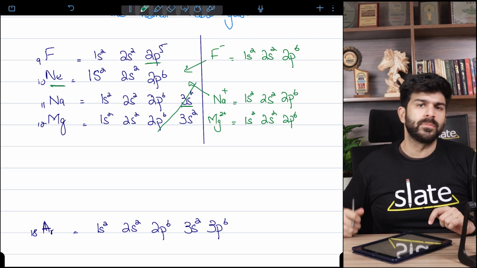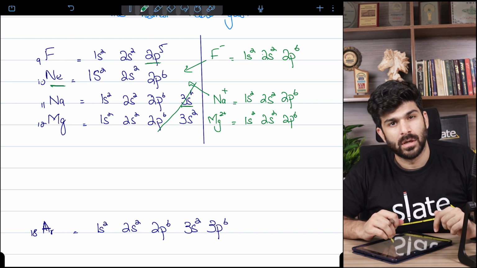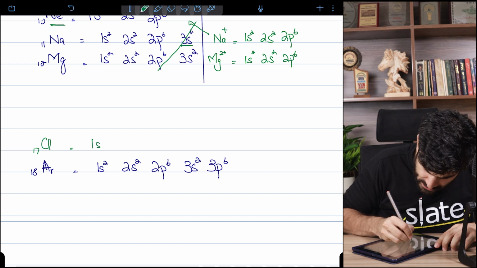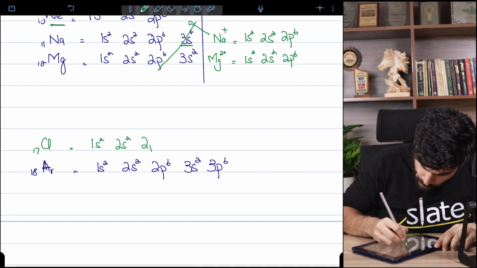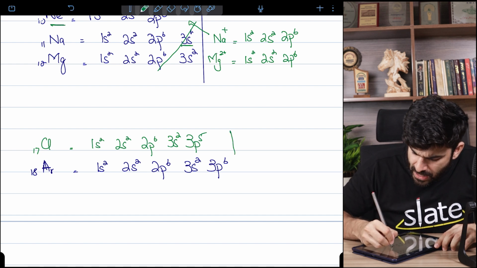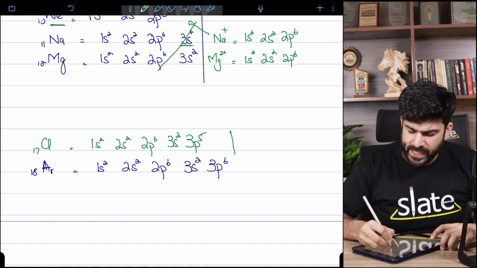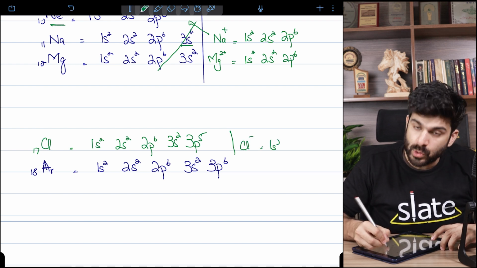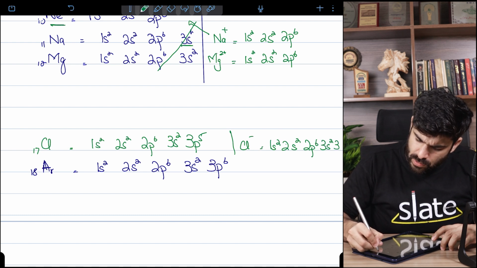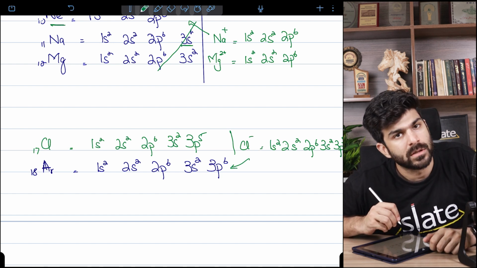Although argon is in the same group, who is going to imitate argon? The elements close to argon. For instance, chlorine. Chlorine is 1s2, 2s2, 2p6, 3s2, 3p5, group 7, and it makes a chloride ion. And what happens in a chloride ion? We gain one electron, giving 1s2, 2s2, 2p6, 3s2, 3p6, the same electronic configuration as that of argon.